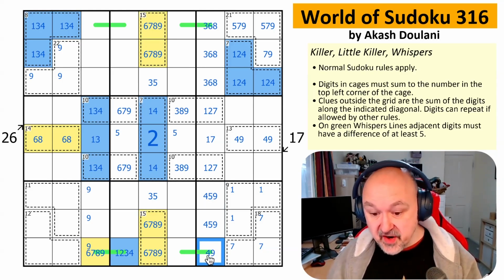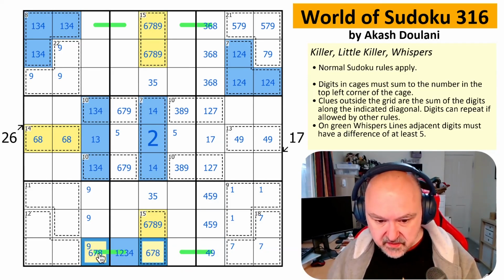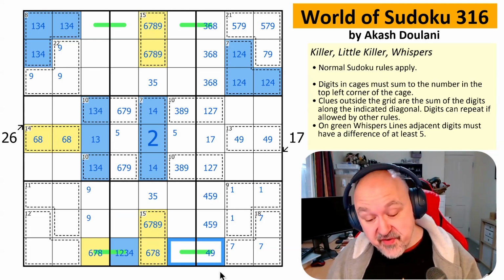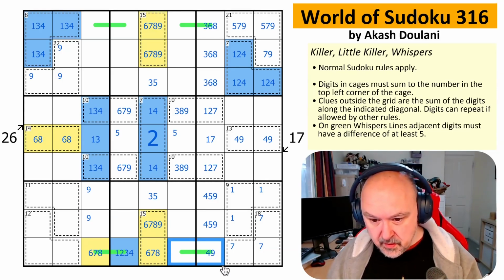Because if this is a 9, it's a 9, and if that's a 4, that's a 9. I cannot put 9 in either of those cells. 9 must be on this whisper line. That's very cool, by the way. That having to be a 4 or a 9 and forcing 9 somewhere on the whisper line is very cool. Now, what does that do for all of this?